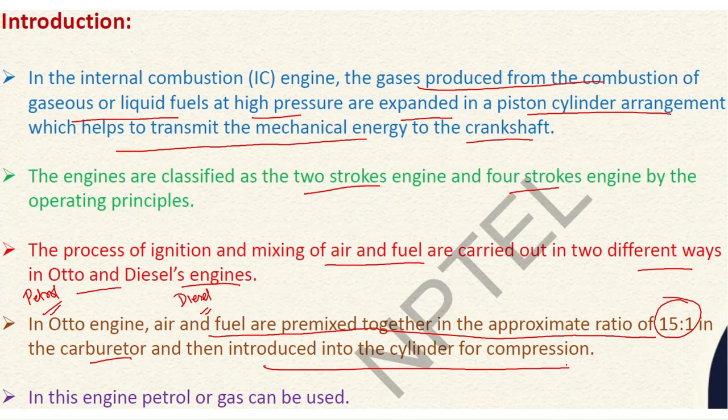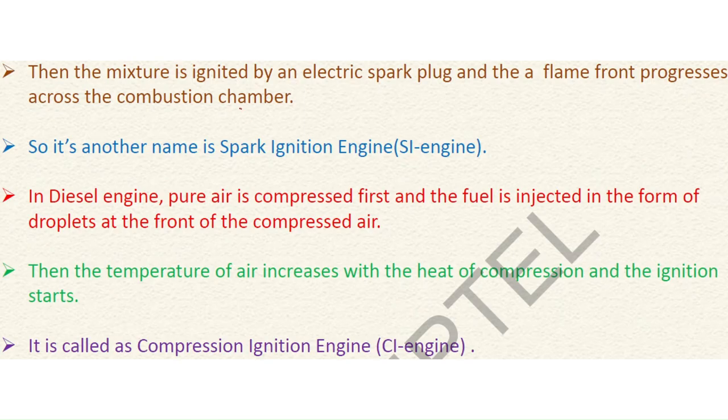In the Otto cycle, basically the petrol engine, what will happen? We will first mix the fuel and air together in the carburetor, and then it is introduced into the cylinder for compression. So in this engine, petrol or gas can be used. Then this mixture is ignited by a spark plug, and the flame front progresses across the combustion chamber. Okay, so its other name is spark ignition engine.